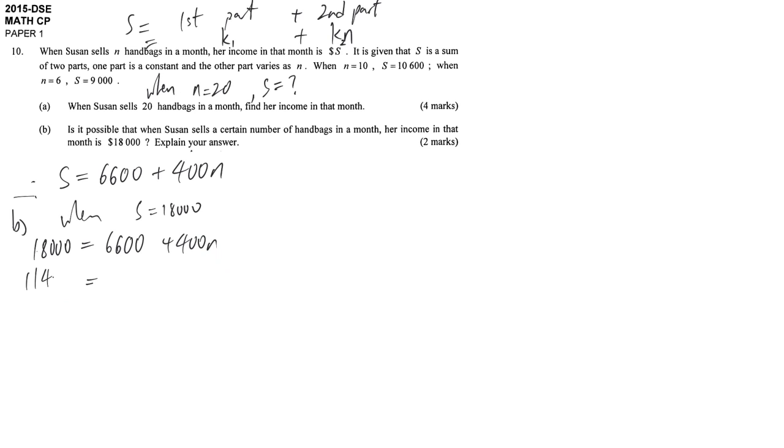So 11,400 is equal to 400n, and dividing both sides by 400, we get 28.5, which means that in order to get the income exactly 18,000, we have to sell 28.5 bags. But it totally does not make sense. The key point is this one: we expect it should be a whole number. So since n is not an integer, in this case, it is impossible.